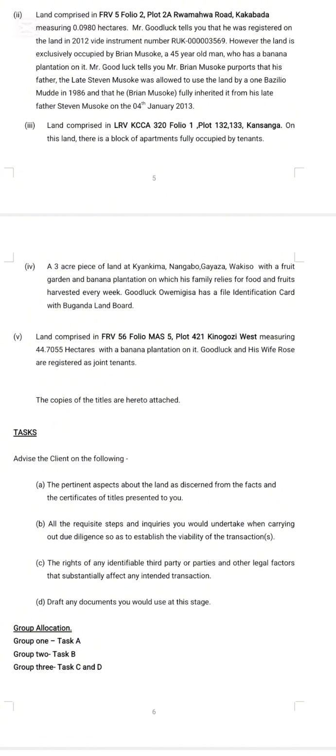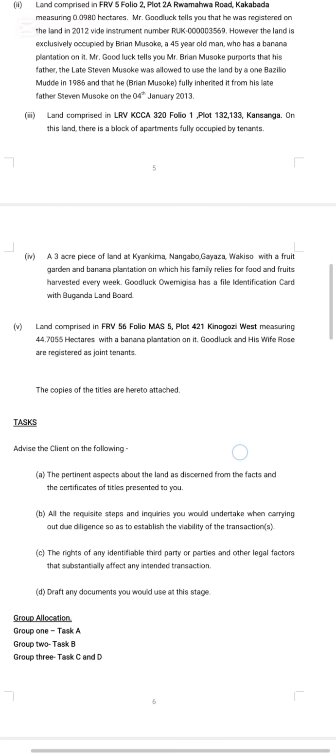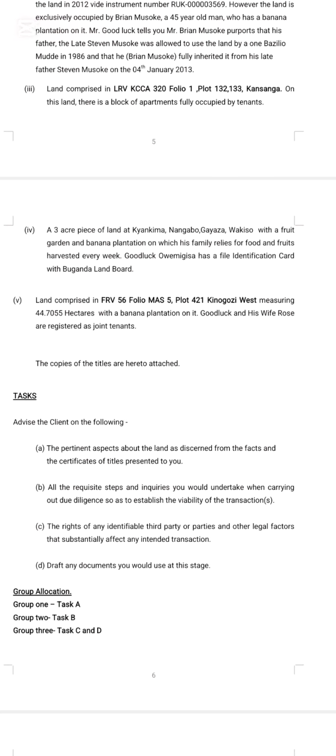Then a 3-acre piece of land at Nango, Bogayaza, Wakiso, with a fruit garden and banana plantation on which his family relies for food and fruits every week. Goodluck Owamisha files an identification card with the Uganda Land Board. So basically here we can see that this is family land, and we are very aware of the laws governing family land. You cannot deal with it when you don't have spousal consent. So we are going to look at these other titles and then analyze them.